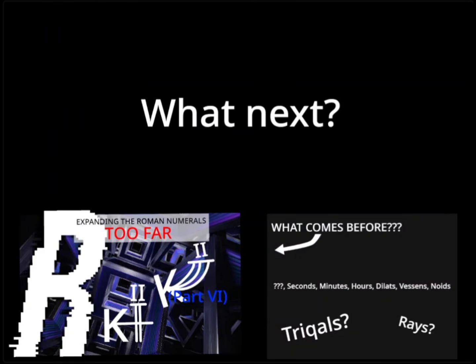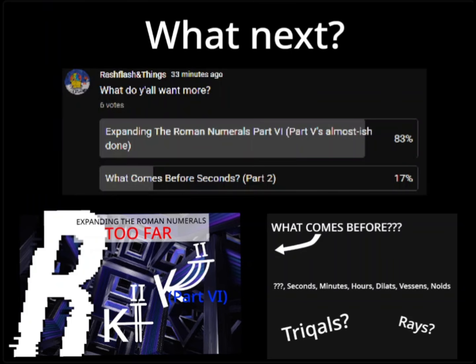If I am doing a Part 6, because as of recording this, I'm not completely sure which one I'm going to make next. If I'm going to make Expanded Roman Numerals Part 6 first, or what comes before second. I don't really know what you guys want more. I've made a poll, and right now it says 83% Part 6, but that could easily change. So I'm still going to wait a bit before I decide on what I'm making.